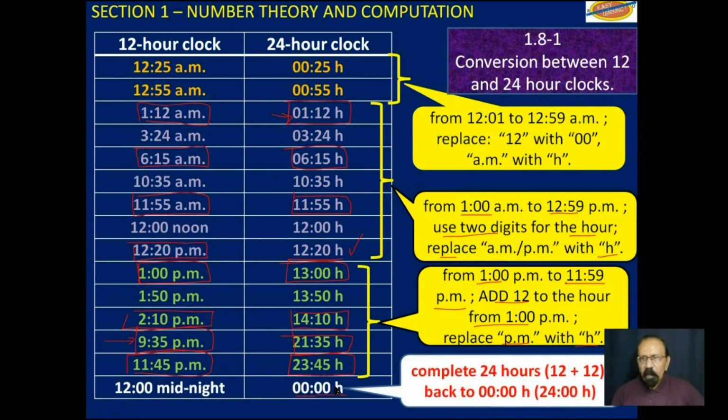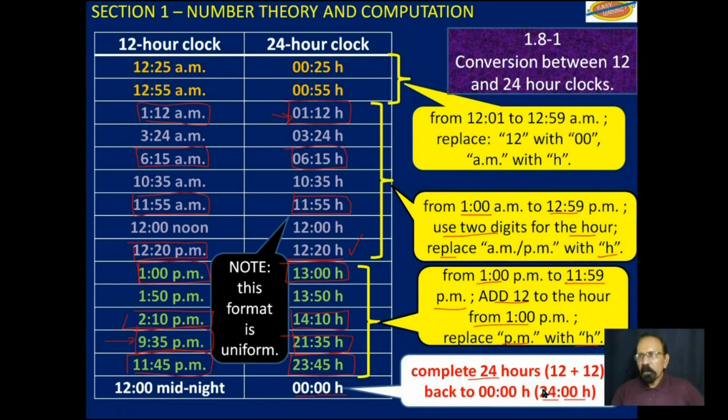Now 12 midnight is 0000 hour. So you have gone through the complete 24 hours. This can also be written as 24:00 hour. Note that this format here on the right, the 24-hour format, is uniform. You have 2 digits for the hour, colon, and then 2 digits for the minutes, followed by an H, meaning hour or hours. That way, you can minimize errors and minimize misunderstanding and misinterpretation.